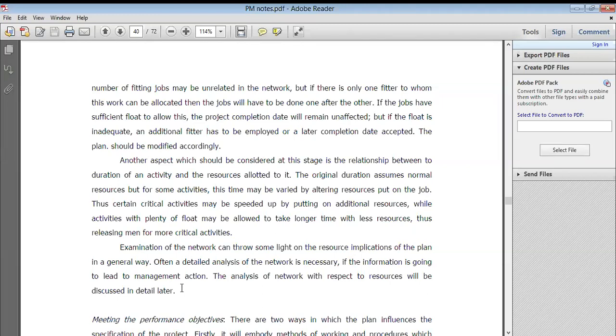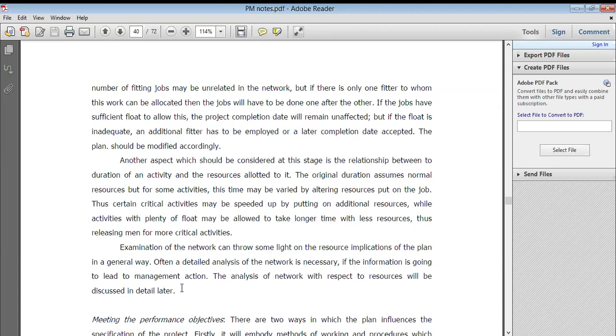Work can be allocated, then the jobs will have to be done one after the other. First you need to complete one work and then you start another, but sometimes a situation is created where 1 or 2 works start at a time, right? So if there is sufficient float to allow this, the project completion date will remain unaffected. But if the float is inadequate, additional resources have to be employed or a later completion date accepted. Sometimes it happens that an error comes, and at that time you extend the project date by more than 1 week or 2-3 days.